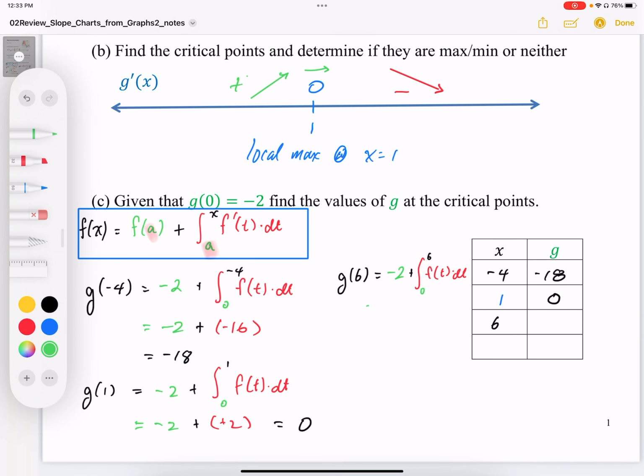So then this becomes -2 plus that displacement, which is -8. And so the y coordinate at x is 6 is going to be -10. So at the end point, that's -10. So the -4 happens to be the absolute minimum, and our local max at 1 is also our absolute maximum.